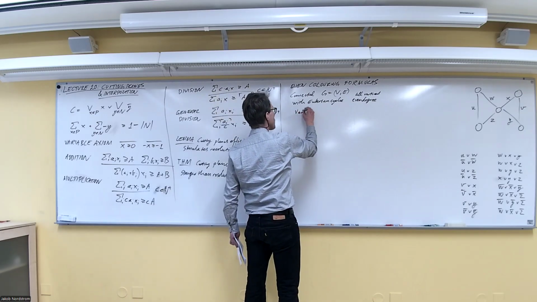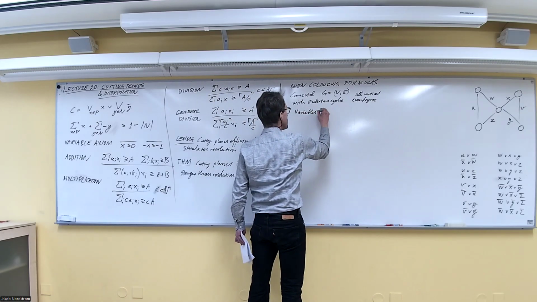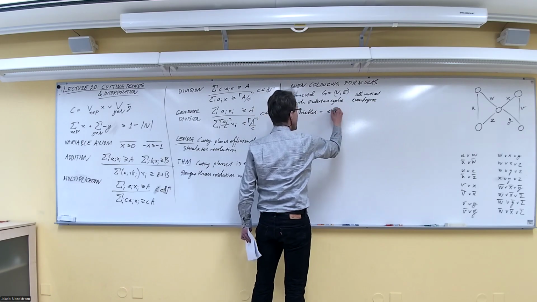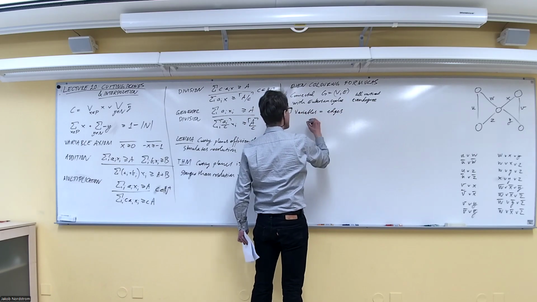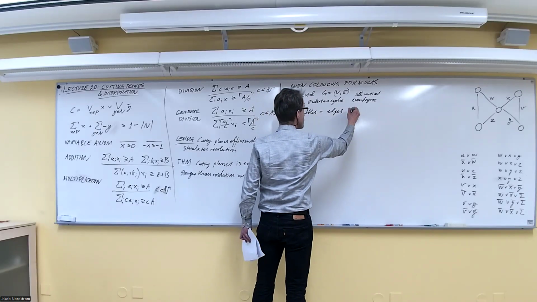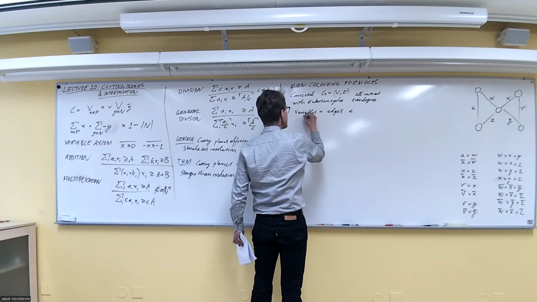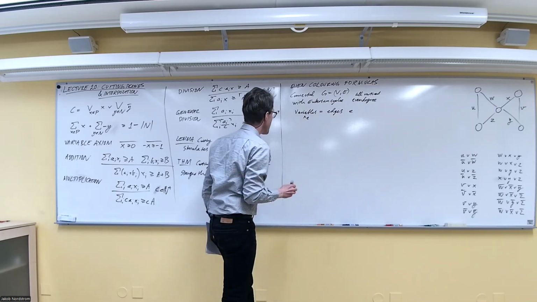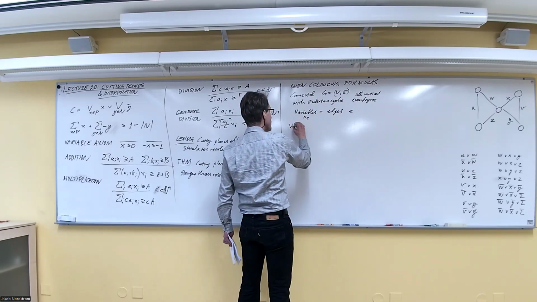Okay. And now you let the variables be just the edges. So an edge e is the variable x sub e. And then for every vertex, you get a constraint.